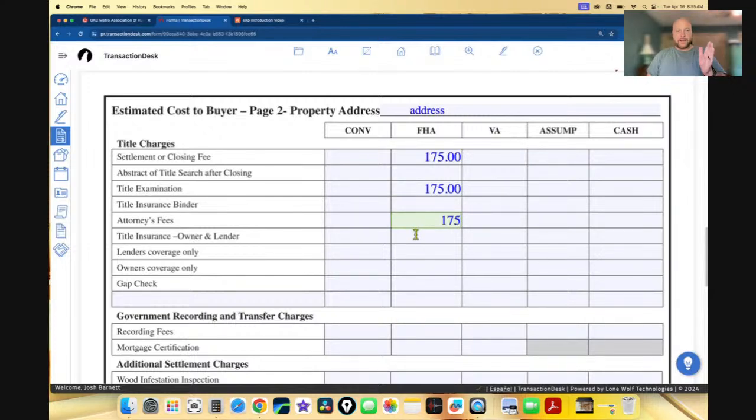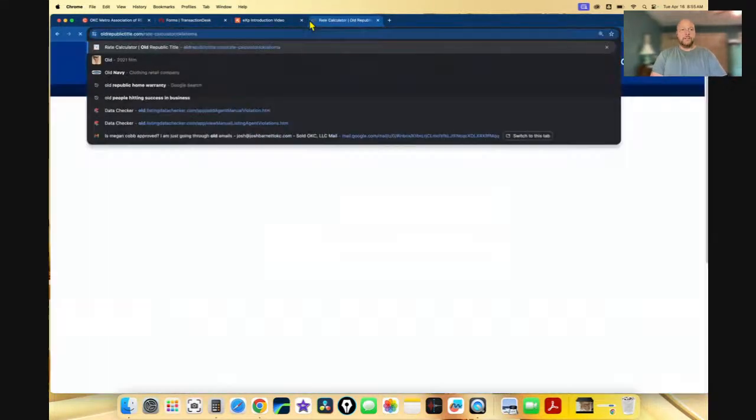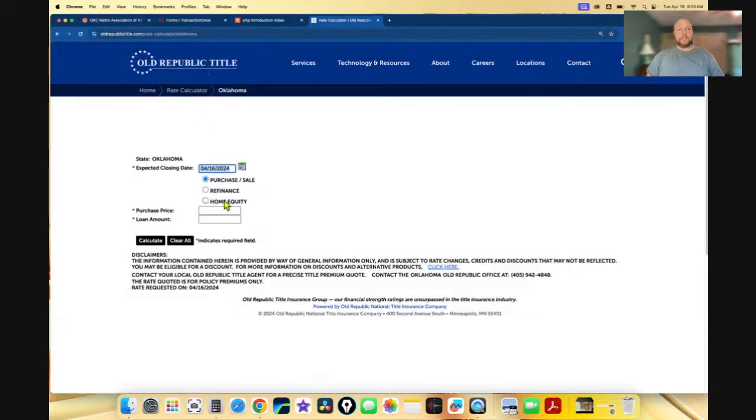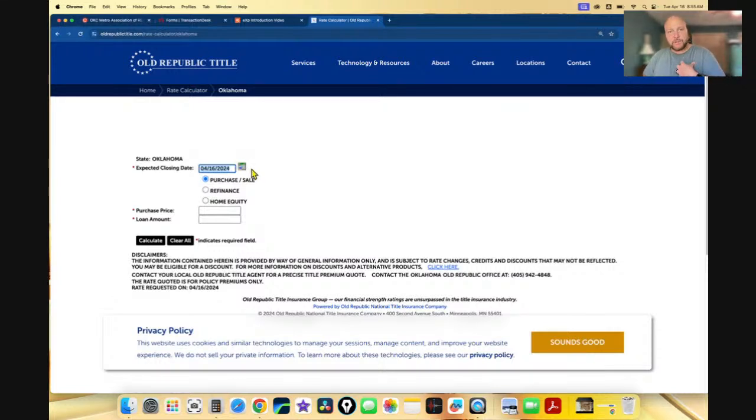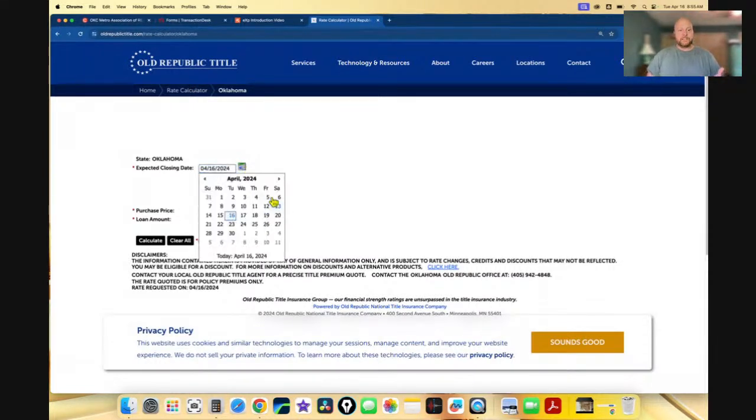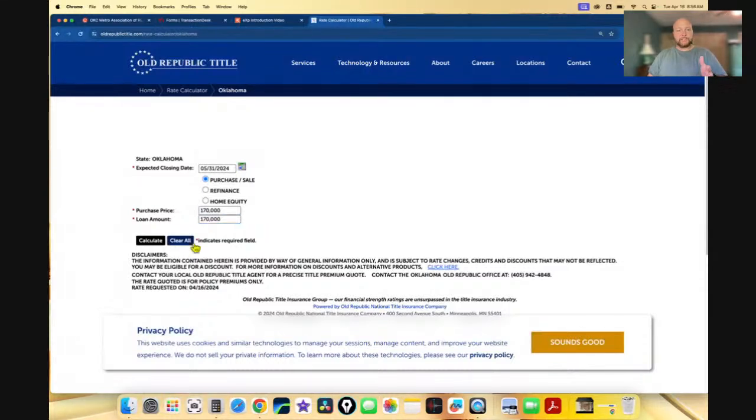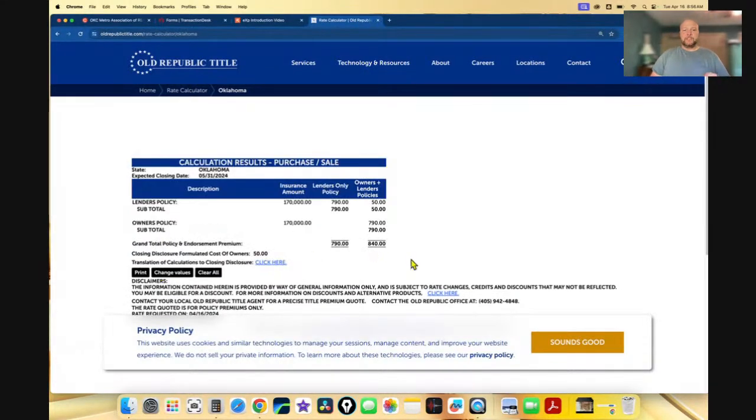Remember, this is a buyer cost sheet, guys. Where I get my title insurance estimates is at Old Republic Title. So I just go over to Old Republic Title rate calculator, and I go to the state that I'm in, Oklahoma. Select your closing date. Pretty self-explanatory rate calculator. Very, very helpful. And then I show this to buyer too when I do their estimated cost sheet in person. So calculate. So $840 on the lender side.